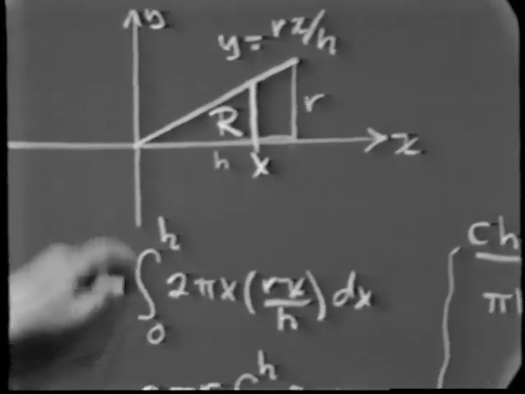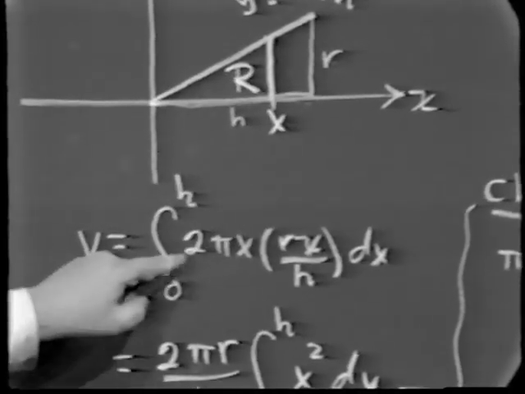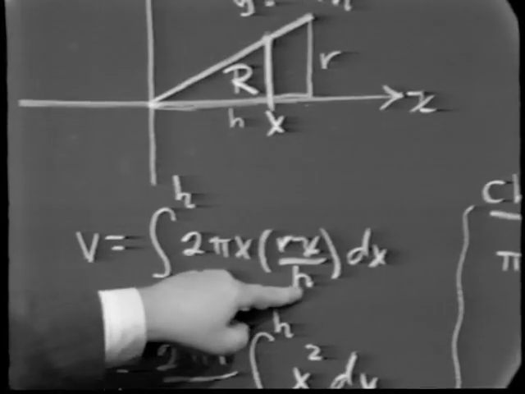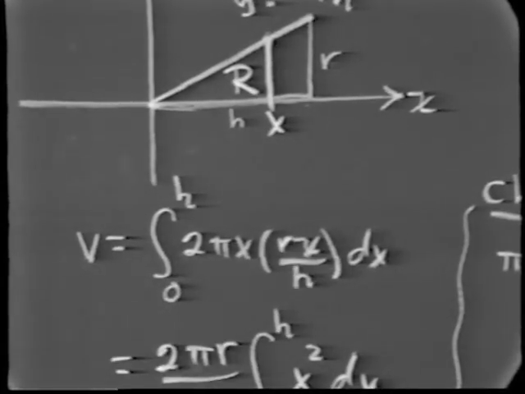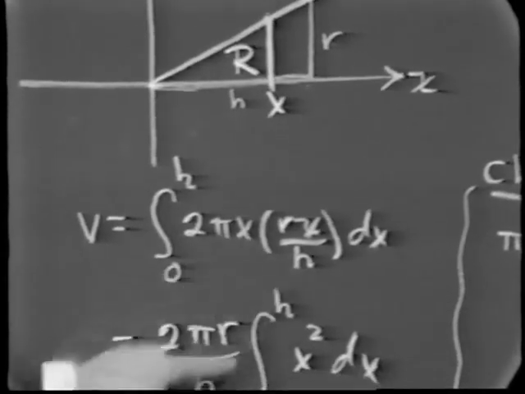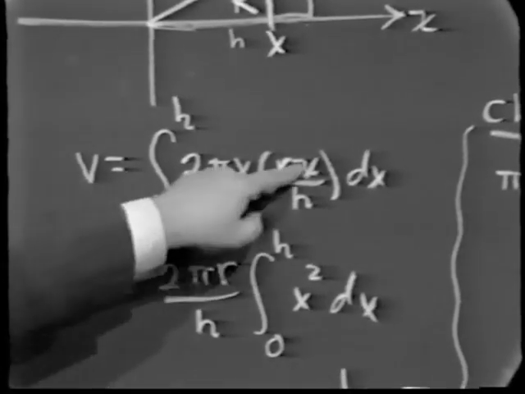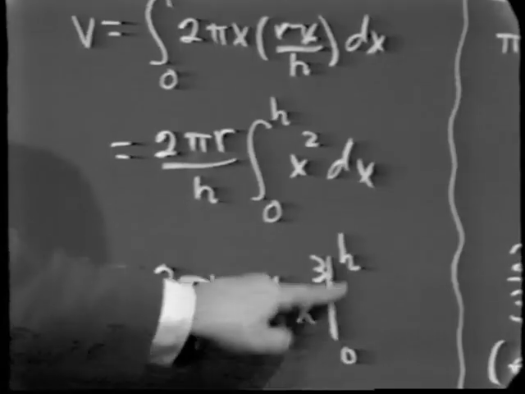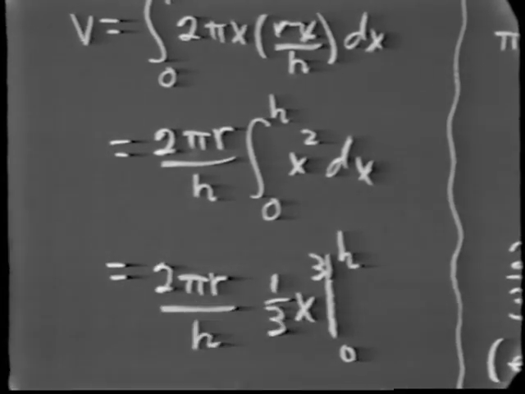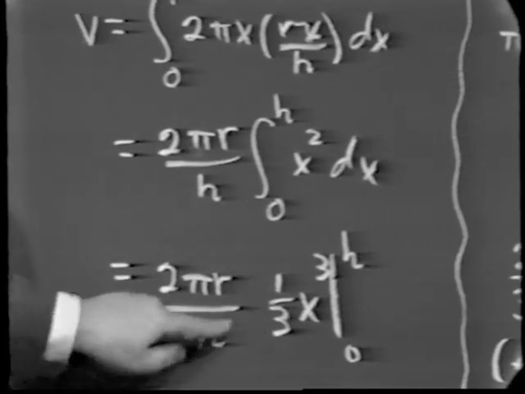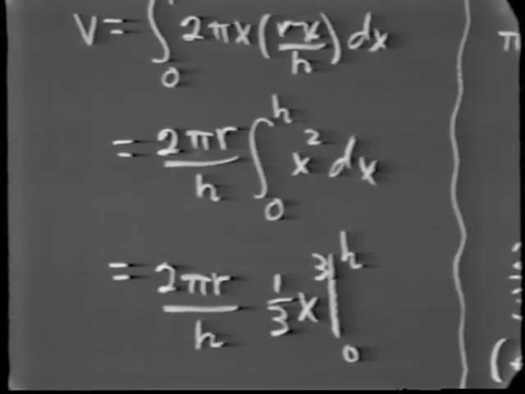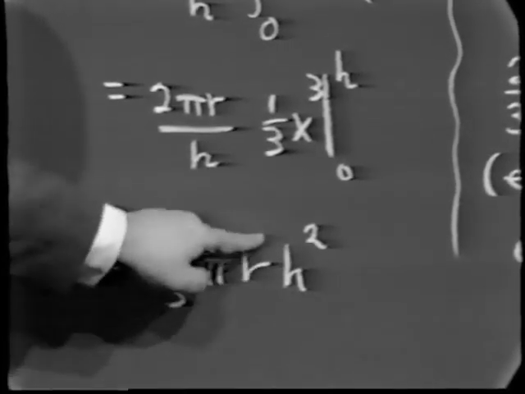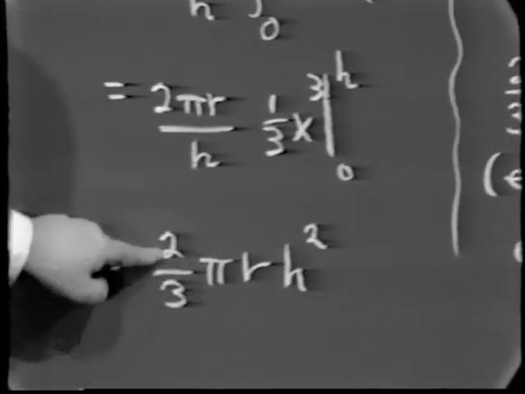The volume is what? It's the integral from 0 to h, 2 pi x, times this height, which is rx over h, integrated with respect to x. That's just 2 pi r over h. We can take that outside because that's a constant factor. Integral x squared dx. The integral of x squared is 1/3 x cubed. We evaluate that between 0 and h. That gives us 1/3 h cubed. We cancel the h in the denominator with one of the h's in the numerator, and we find that the volume that's generated is 2/3 pi rh squared. Not r squared h, rh squared, not 1/3, 2/3.